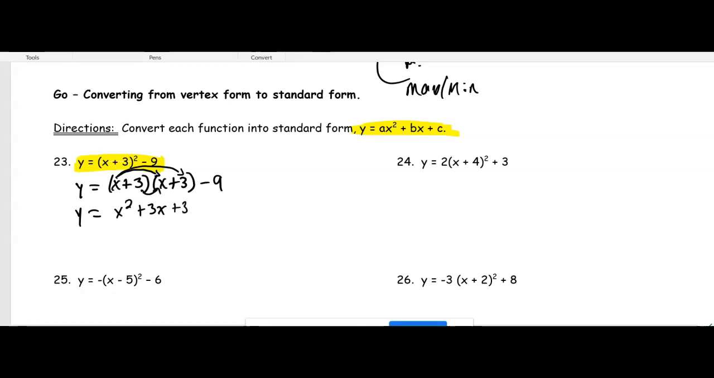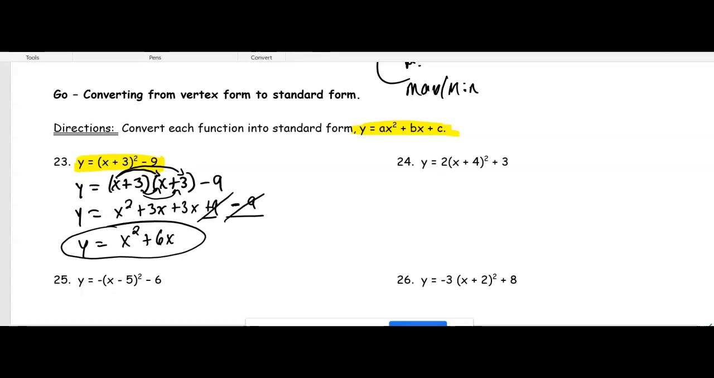3x times 3x, 3 times x is 3x, and then the 3 times the 3 is a 9. And then we still have minus 9 at the end. What we then end up with is x squared plus 6x. Notice how we have a positive 9 here, take away a 9 right there. These guys are going to cancel each other out. This is our answer.